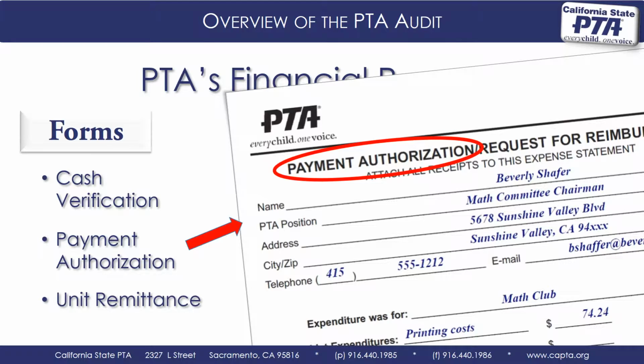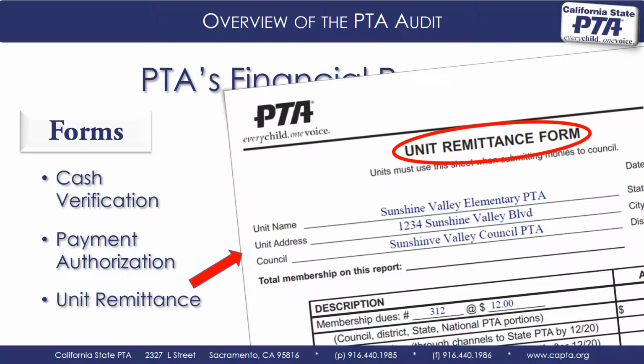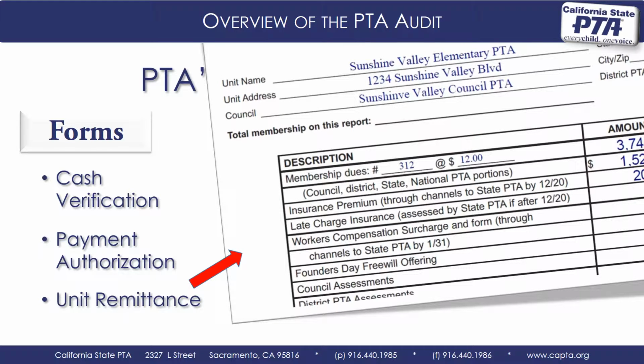Payment authorization forms are used to record payments. Original bills, receipts, and invoices are attached to their corresponding payment authorization forms. These forms are retained for 7 years. Unit remittance forms are used to record money remitted to council, district, or state PTAs, including membership dues, the annual insurance premium, any late charges, any workers' compensation surcharges, any Founders Day free will offering, or any council or district PTA assessments. Unit remittance forms are retained for 7 years.